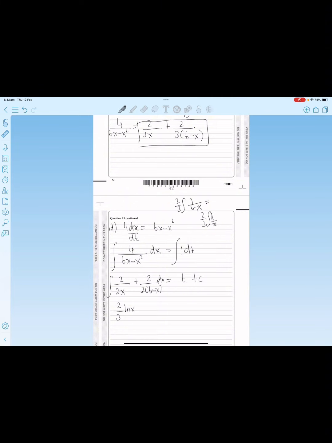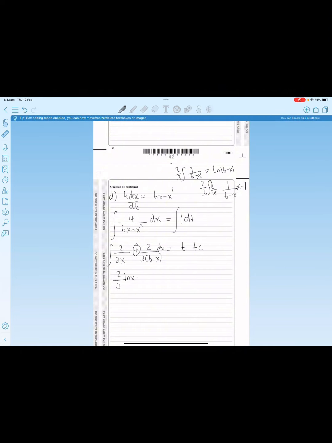So if I just said that becomes ln 6 minus x, then if I re-differentiated that again, that would be 1 divided by 6 minus x times minus 1. So I have to divide by a minus 1 as well. If I do divide by a minus 1, it essentially just changes this plus into a minus. So that would become minus 2 over 3 ln 6 minus x, which is equal to t plus c. So that is the answer so far up till there.